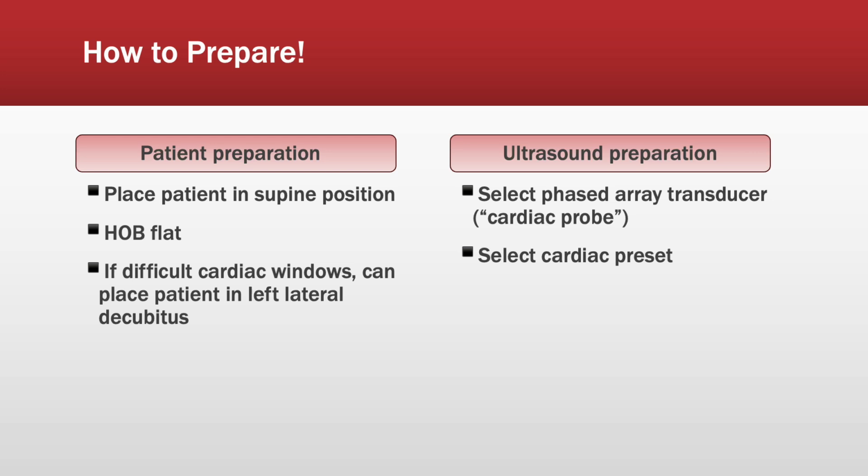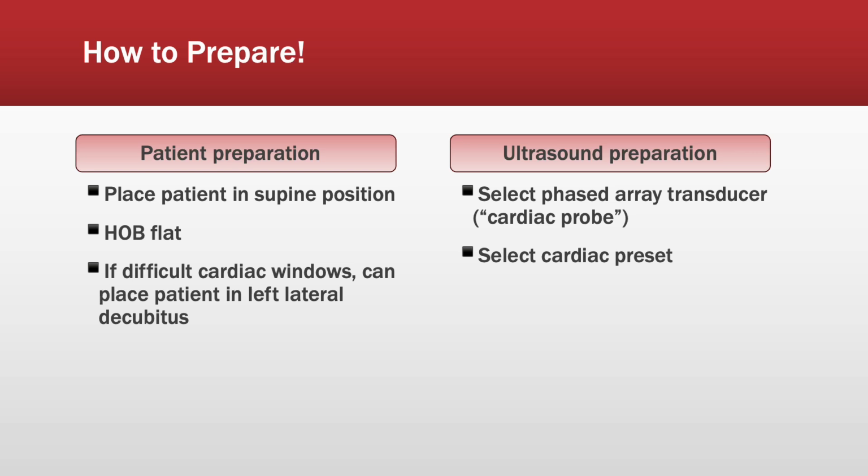When it comes to the ultrasound machine, we're going to proceed by selecting the phased array transducer. This is also recognized by many as the cardiac probe. This particular probe is ideal for our cardiac views because it has a low frequency of about 2 to 4 megahertz and a small footprint, which is going to allow for the ultrasound waves to not only penetrate deeper, but also for the actual probe to fit between the rib spaces.